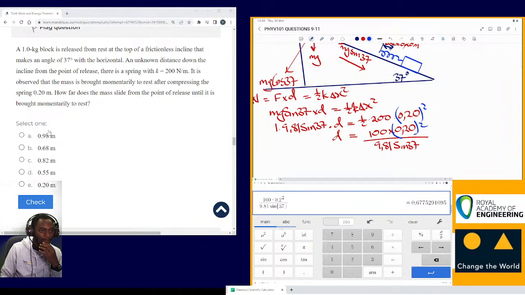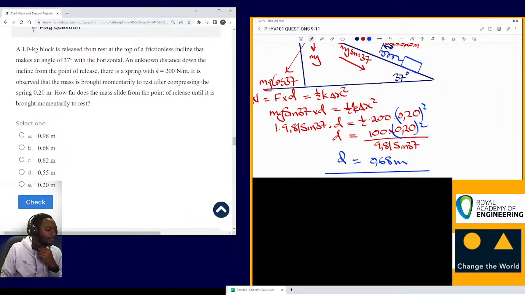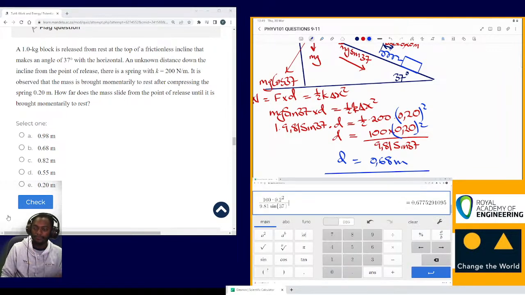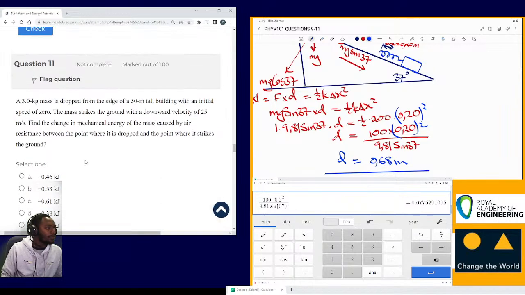That's 0.68. 0.68 meters. That is our D. Alright, so that is how we find that D in that case. My calculator has disappeared. Okay. Alright, so the principle of conservation of energy is at play there. Yes, moving on.